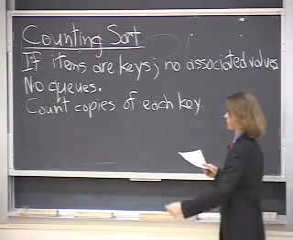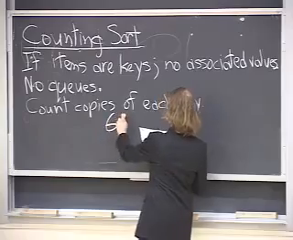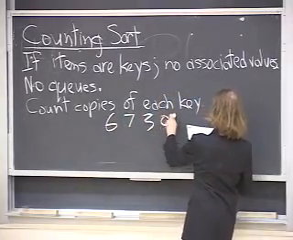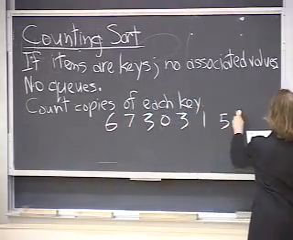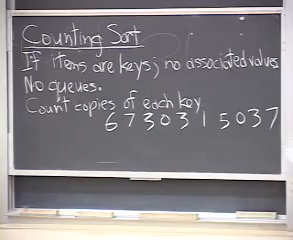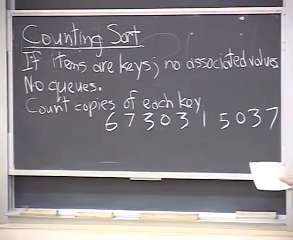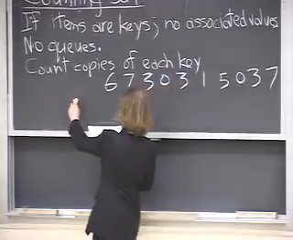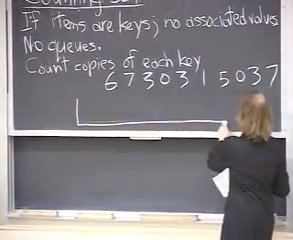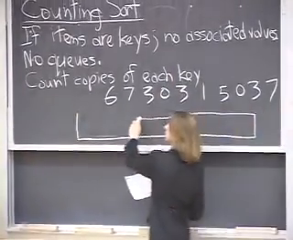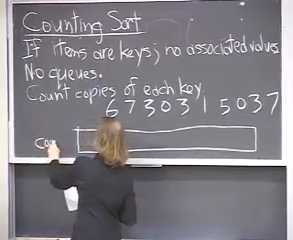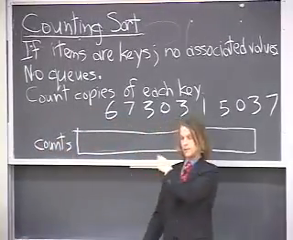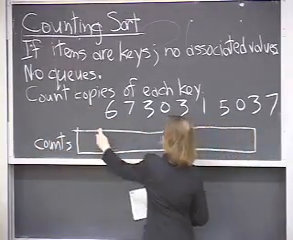So here's how we do it. Suppose that the array looks like this. We want to sort 6703150337. What I'm going to do is I'm going to have an array of counters, one for each possible key. And of course, just like bucket sort, for this to work, there can't be very many possible keys.